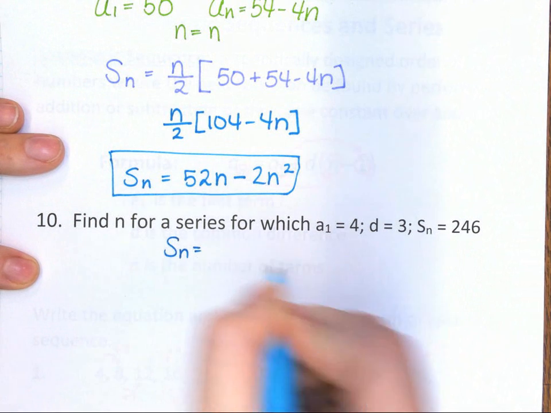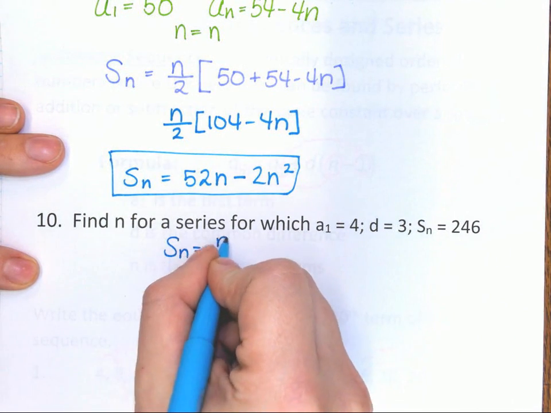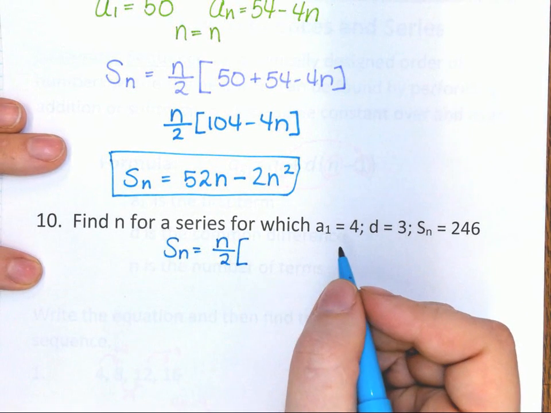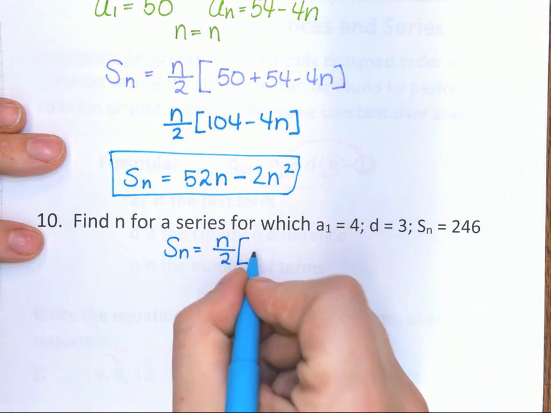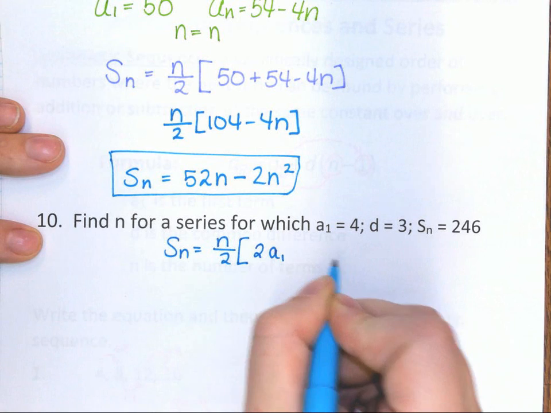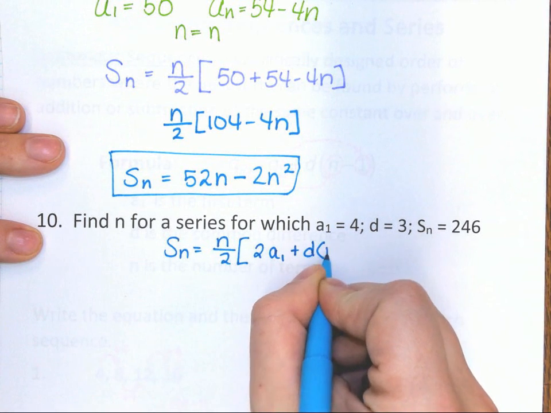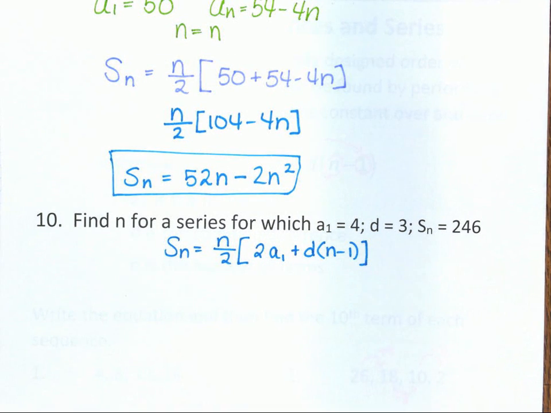S sub n equals n over 2 times what? Well, which one of them? 2a1. This one we'd need the 2a1 plus d times n minus 1. I mean, you could technically use the other one, but you'd have to find the nth term first. And since we don't know what n is, that's probably not the best choice.